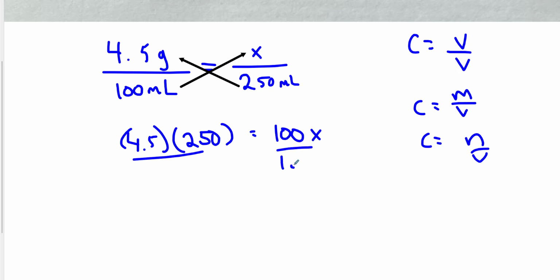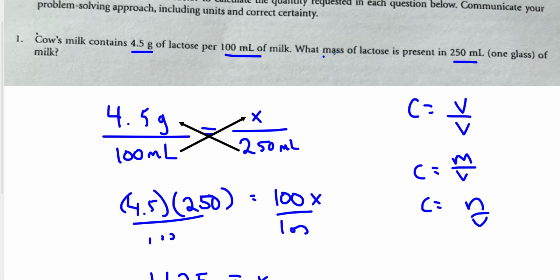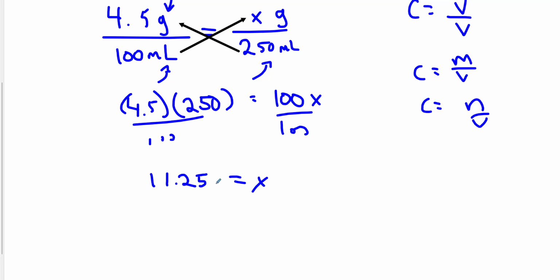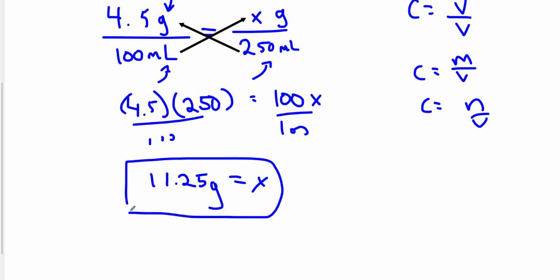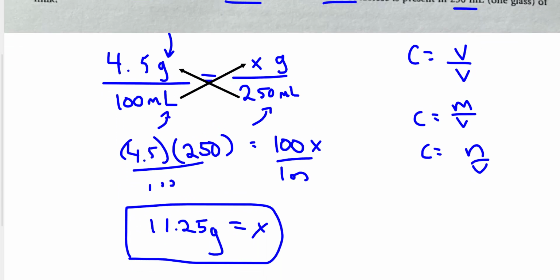Okay, perfect. So that should be the answer: 11.25. And remember, the units are important for chemistry. So what is it that we solve for? Yeah. And if you notice when you are setting up the ratio, mass in grams is on top and milliliters are on bottom. So make sure the units are always the same. Otherwise, you have to convert. So this is 11.25 grams of lactose in 250 mils of milk. Okay.